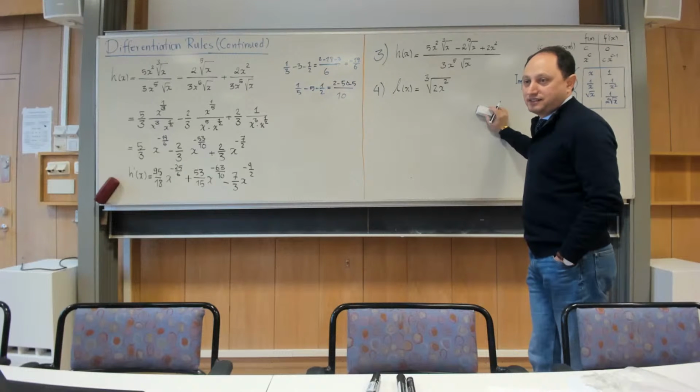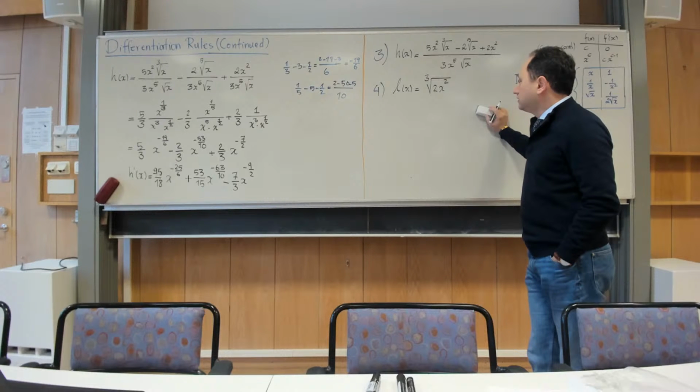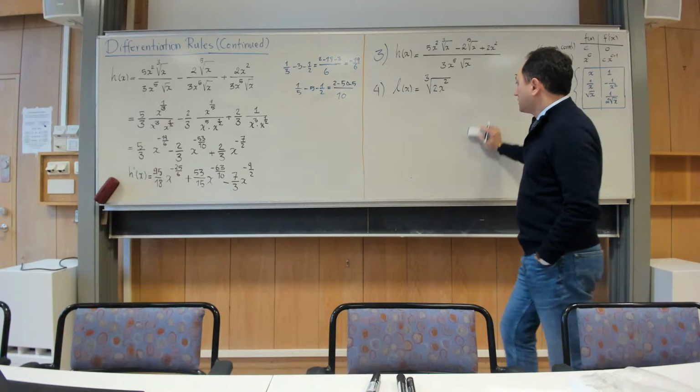Can't we take the square root of 3 on the whole? Yes, square root of 3. Then we get 2 to the power of 1/3 times x to the power of 2 divided by 3. Yes, that's correct.